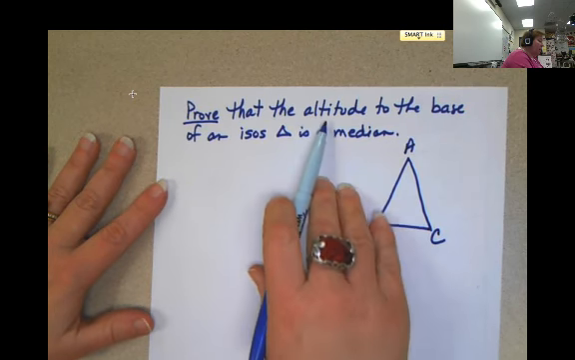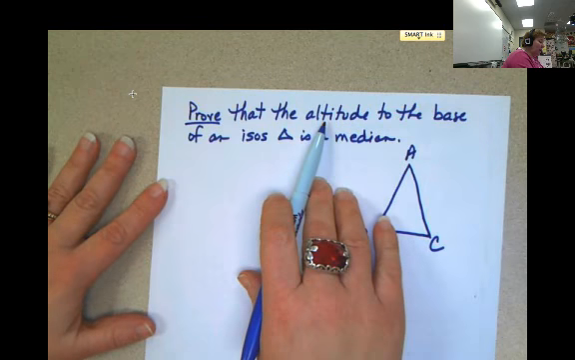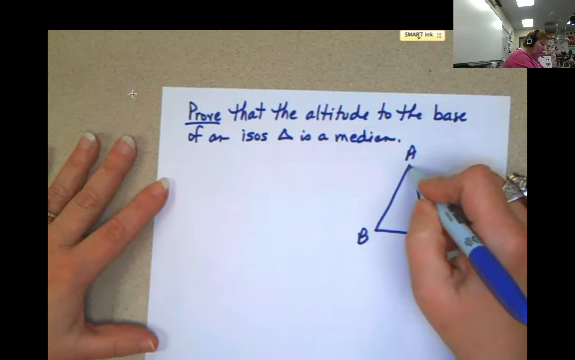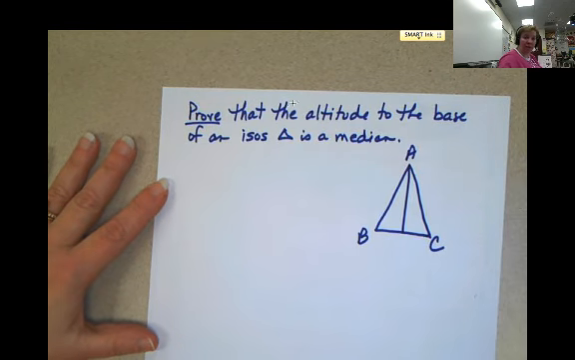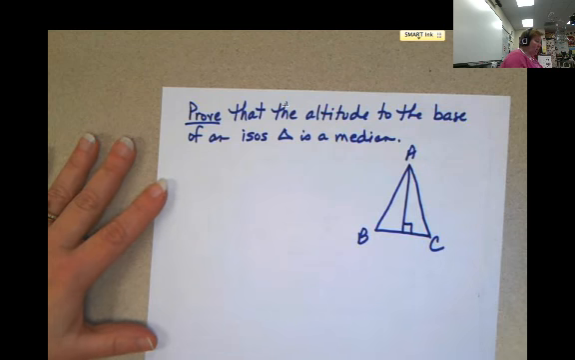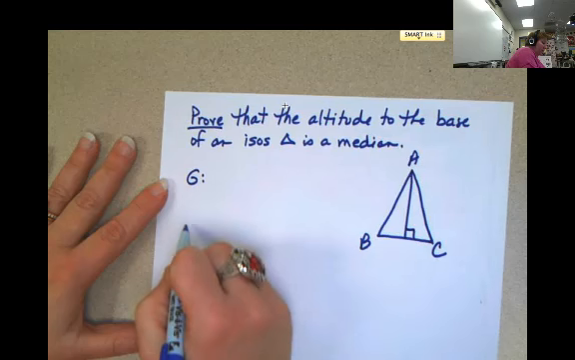Now it says prove that the altitude is a median. So what you're given is the altitude, and what you're proving is the median. So I'm going to go ahead and sketch an altitude. And now we also have to come up with the given and the prove information.